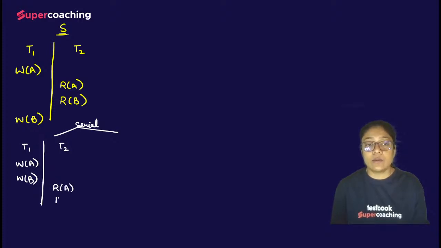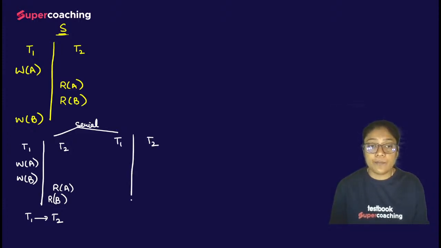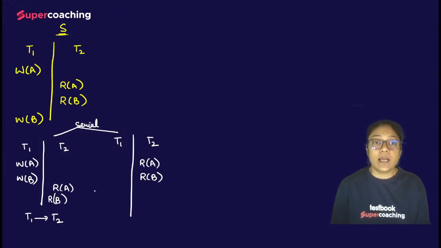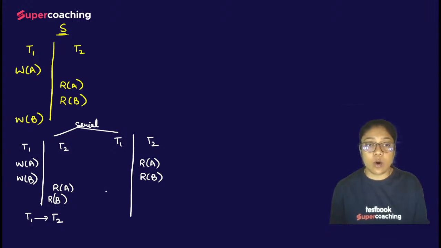read A and write, read B. This is T1 and then T2. Other possibility is पहले T2 के सारे operations perform करवाओ and then perform the operations of T1. T2 में हमारे पास दो operations हैं. It's performing the read operation on data item A and data item B. After that, T1 is going to start with its operations, that is going to perform the write operation on data item A and write operation on data item B. This is when we have T2 and then T1.